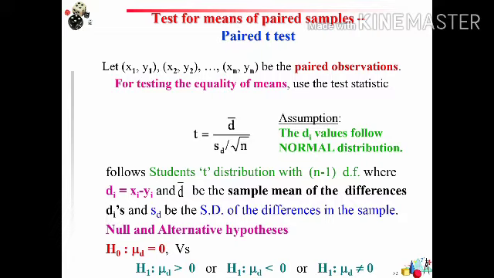So what are the null and alternative hypotheses? The null hypothesis H0 is that mu d equal to 0, that is before and after values should be equal, then in that situation the difference should be 0. So we are assuming H0 that mu d equal to 0 against the alternative hypothesis H1 that either mu d less than 0 or greater than 0 or mu d not equal to 0.